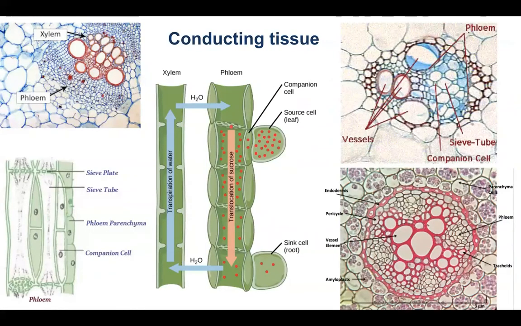The next comes the complex permanent tissue. The complex permanent tissue is of two types primarily, xylem and phloem. The xylem is the tissue meant for upward movement of water and minerals from the soil to the plant parts. The phloem is the tissue meant for downward movement of prepared food from the leaves to the other plant parts, either for storage or for usage.